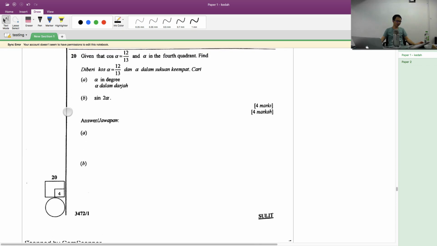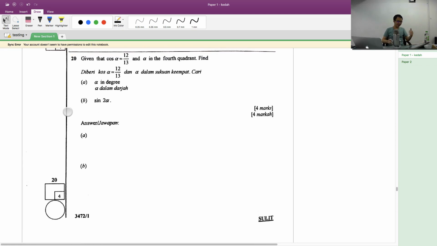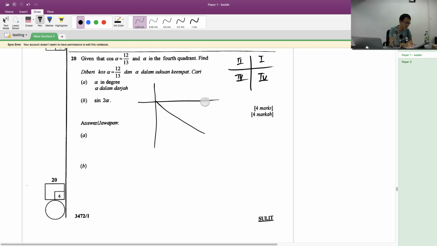Okay, this is trigo. Given that cos alpha equals 12 over 13, and alpha is in the fourth quadrant. So first thing you have to understand about quadrant: this is 1, 2, 3, 4. Alright, in the fourth quadrant. So what I will do is I will draw a triangle in the fourth quadrant, and then I will call this angle alpha. Cos is adjacent over hypotenuse. Just imagine this is the x-axis and this is the y-axis. So below the x-axis, this one should be a negative value. So this is negative 5.